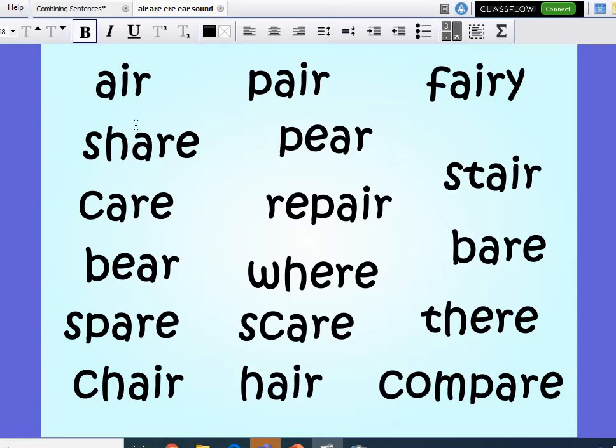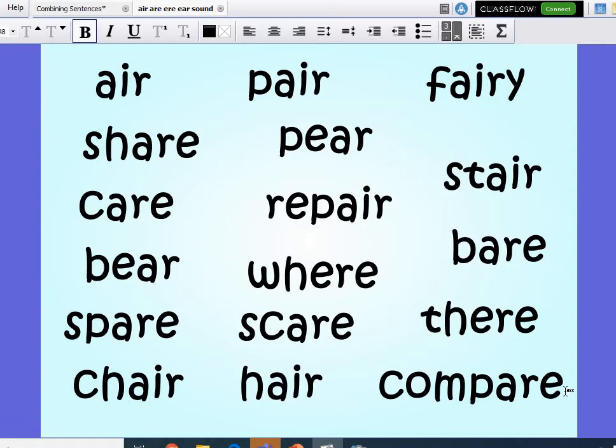Air, share, care, bear, spare, chair, hair, scare, wear, repair, pair, fairy, stare, bear, there, compare. Did you hear anything that was the same in all of those words? Yes, I hope you heard that air sound, like the air that's all around us. All of these words say air.